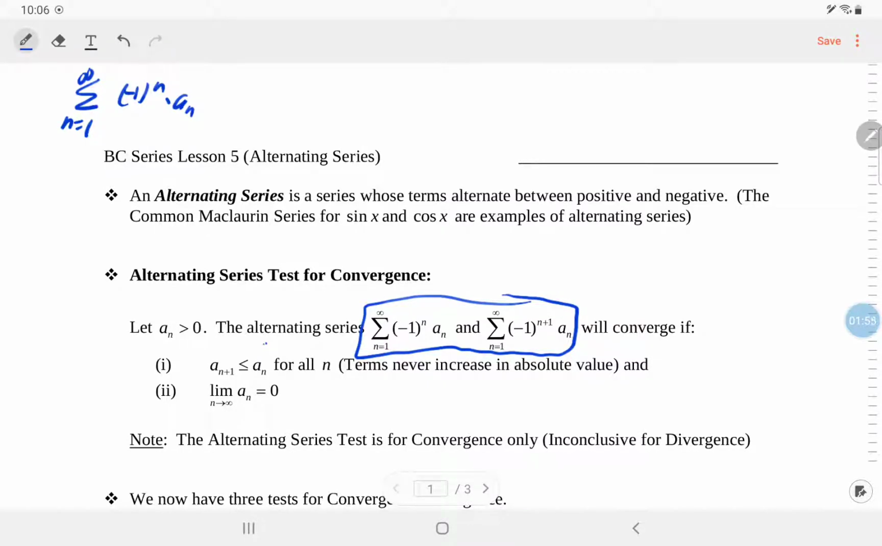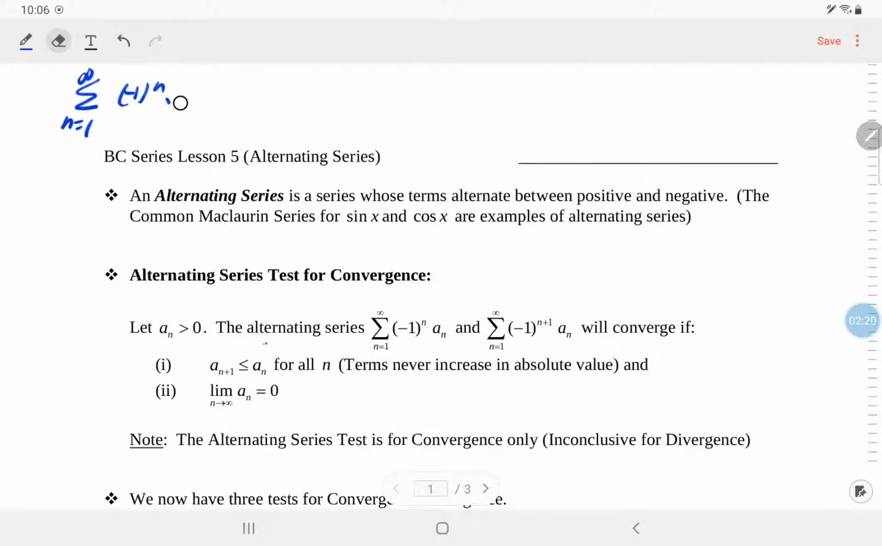You say, well, what's a sub n? Well, a sub n could be like n squared. It could be like 2n minus 7. It could be basically any expression. So an alternating series basically consists of two parts. You have your alternating part, that's the negative 1 to the n here, and this is whatever else it may happen to have in it. And that can vary.